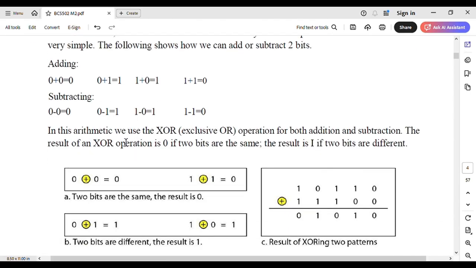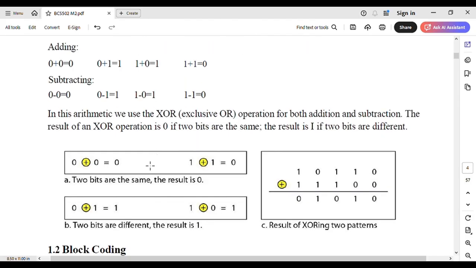So in this arithmetic we use exclusive OR, shortly known as XOR, for both addition and subtraction. The result of the XOR operation is 0 if the two bits are the same. The result is 1 if the two bits are different. You can observe this in addition and subtraction: if the two bits are the same, it is 0, and if the two bits are different, then it is 1.